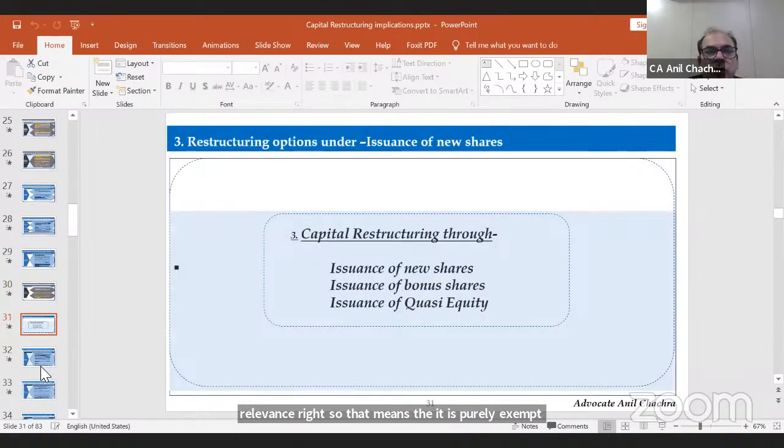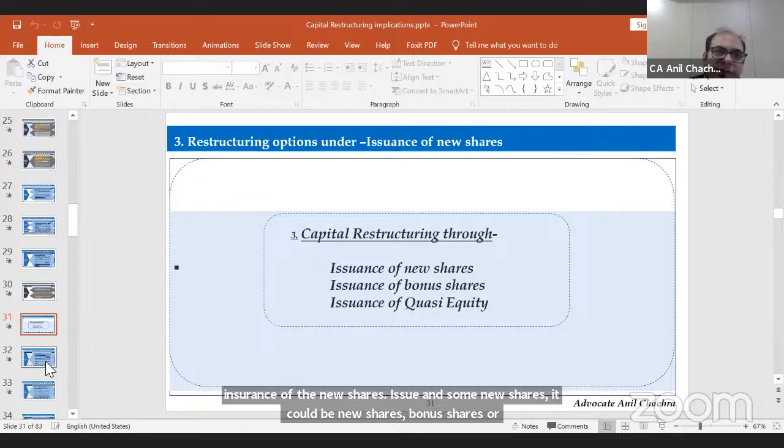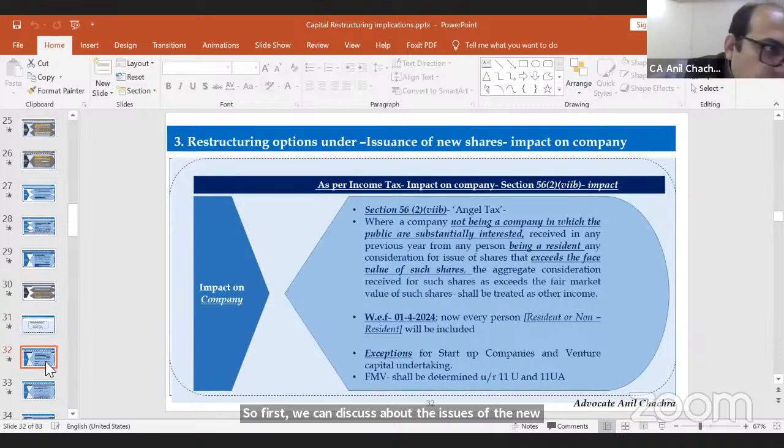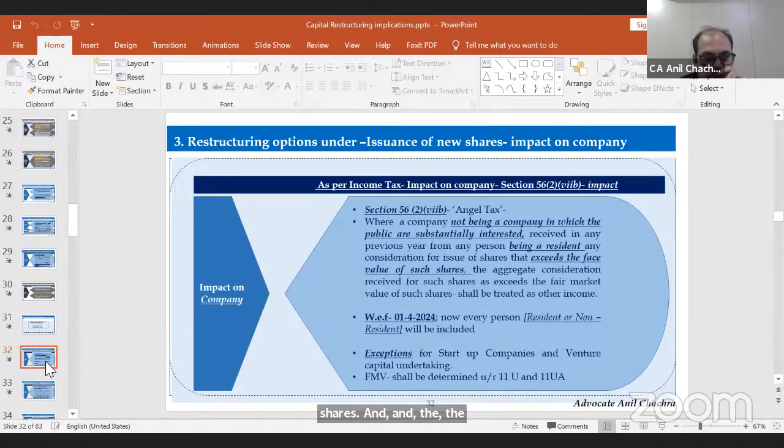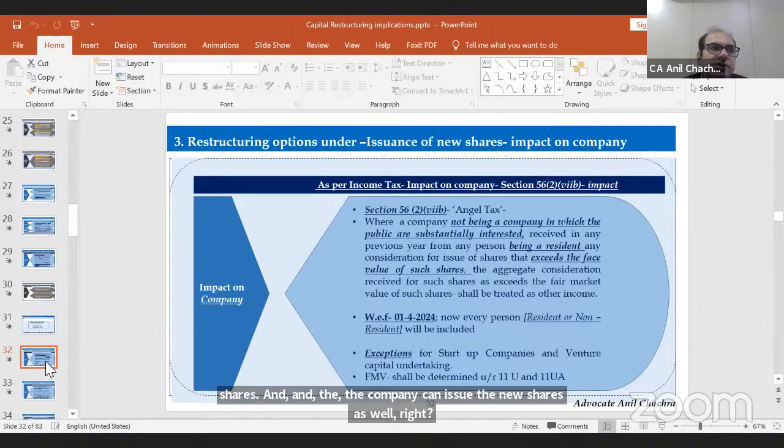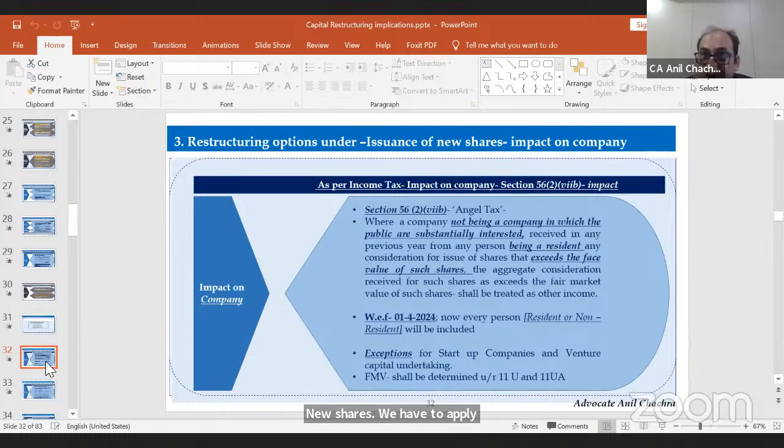Now coming to the third part, restructuring options under the issuance of new shares. Issuance of new shares could be new shares, bonus shares, or quasi-equity. First, we can discuss the issuance of new shares. As part of restructuring, a company can issue new shares as well. For new shares, we have to apply the SEBI procedure or the company law procedure. But in terms of the Income Tax Act, as and when new shares get issued, there is a section called Section 56(2)(viib). It's specifically for private companies.